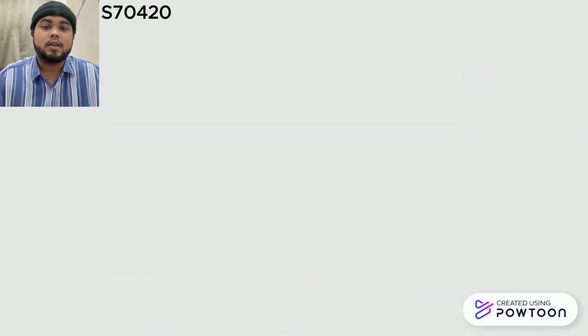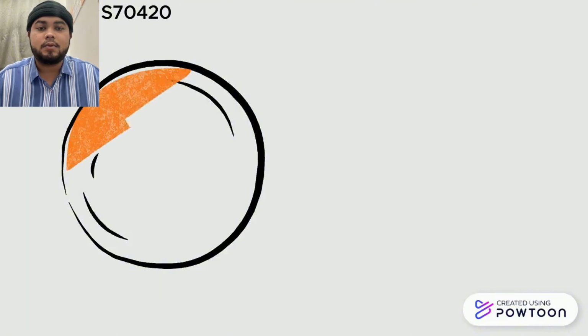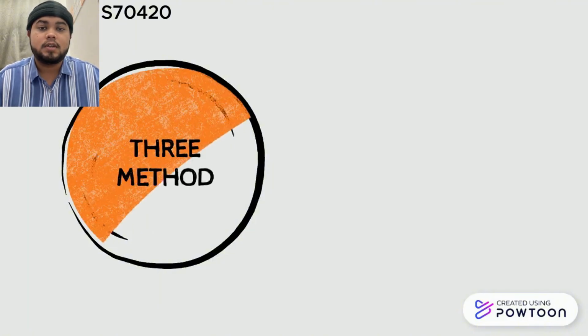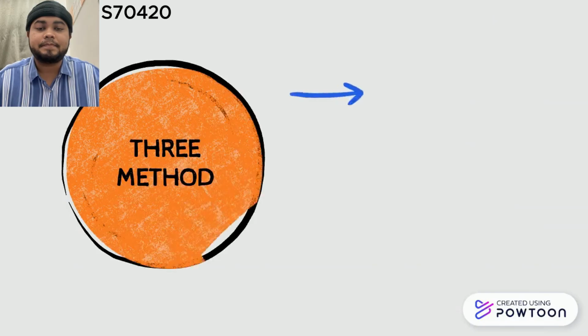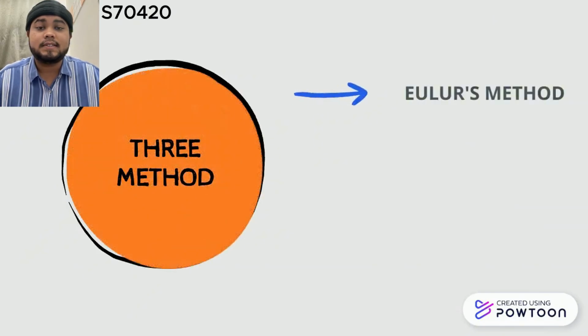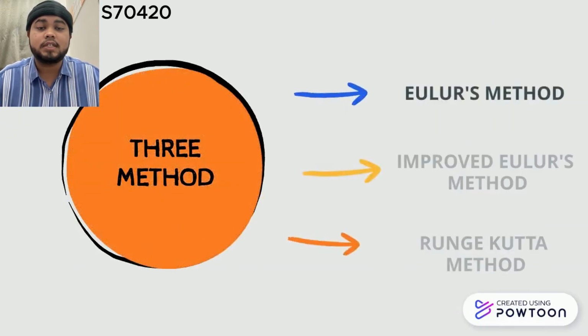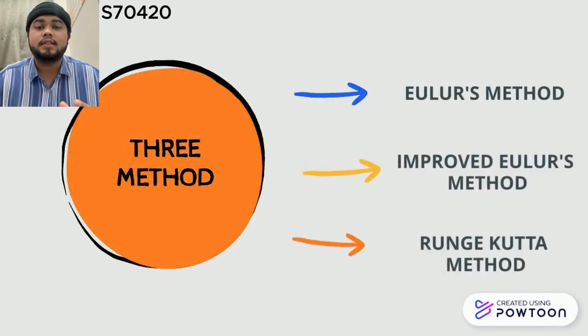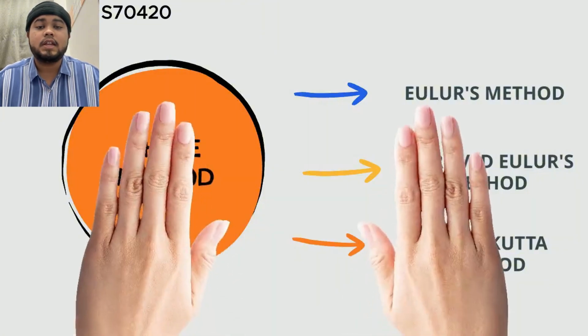For the next slide, we are talking about the three methods in this chapter. The first one is Euler method, the second one is the improved Euler method, and the third one is the Runge-Kutta method. Each method has a few formulas that we use to find the values of x and y.